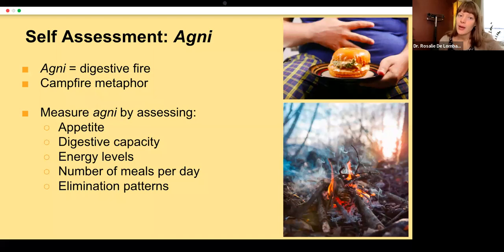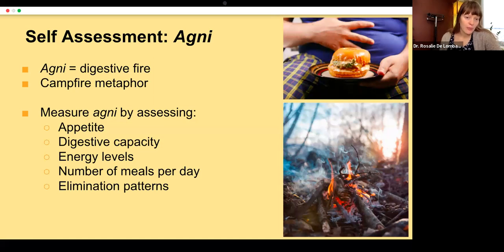So the way I like to think about Agni is the campfire metaphor. If you've got a blazing hot fire, it ends up overheating things and leaving a lot of coals, which are essentially toxins at the end of the day. They're not able to be reassimilated into the soil, for example. If you've got a really wet campfire, it has a hard time getting started and burning those logs. This is a way to think about your own digestive fire, your own Agni.